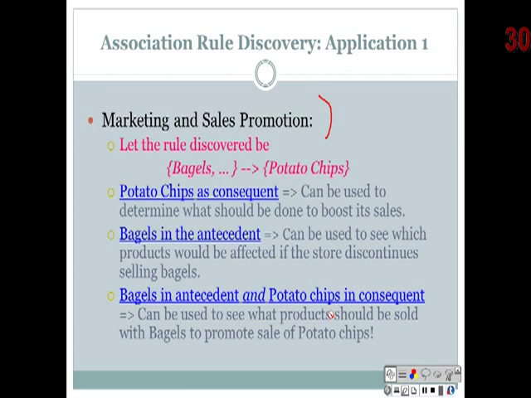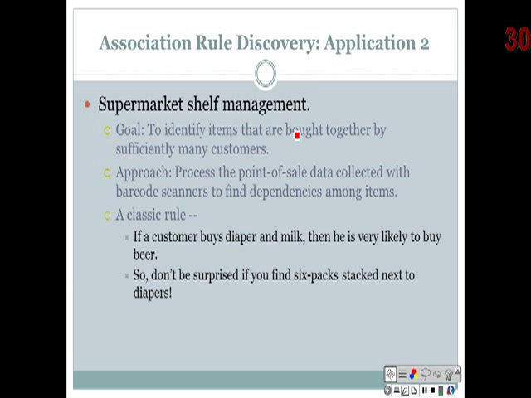Another type of application, for example, is supermarket shelf management, where to put the products, and this is really key in most of the big, huge warehouses. The goal is to identify items that are bought together by sufficiently many customers, as we saw in the example of the milk. The approach processes the point of sale data collected with barcode scanners to find dependency among items. So we have to look at the items and see which one depends on the other one.